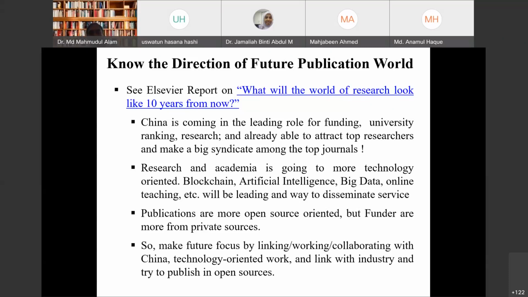And then make future focus by linking, working or collaborating with China. The money is there. So work with these Chinese people. Again, the issue is how you make the collaboration, or it will be easy if you work with Chinese people or a Chinese university. Chinese people means Chinese citizens, not the Chinese people in our country, but the Chinese citizens, people in China. Or you can work on technology-oriented work or link with industry, because all the money is coming from industry. Funding is coming more from industry than the public sector, and make it open source.